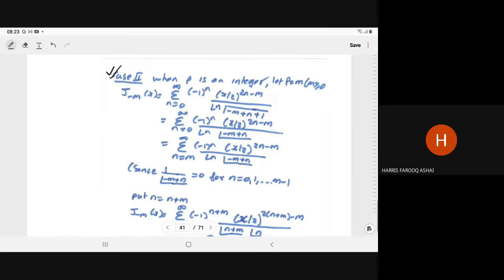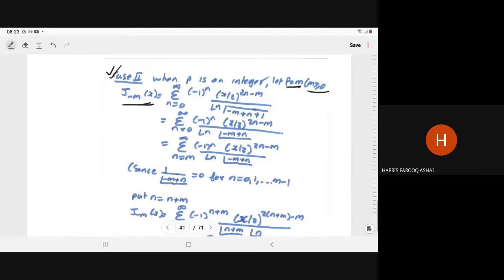I am saying that this is where we are facing the problem. So when p is an integer, let's say p is equal to m greater than or equal to 0. In that case, what is the value of J minus m? You replace p by minus m, right?